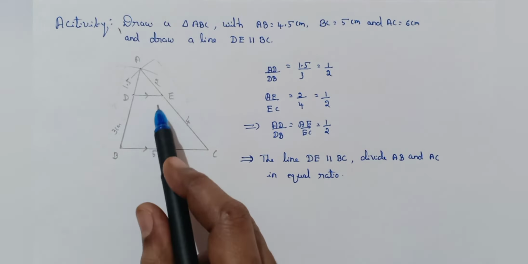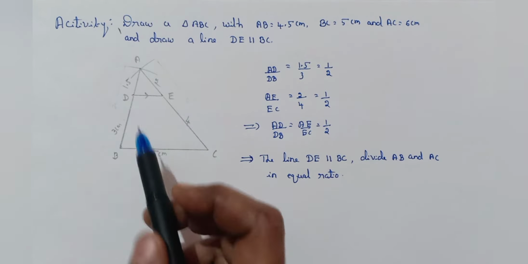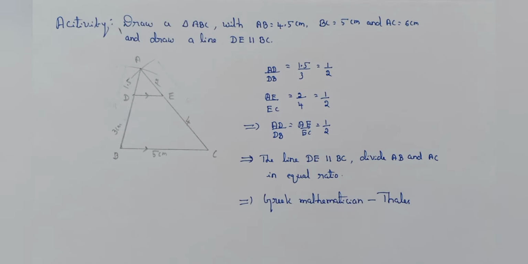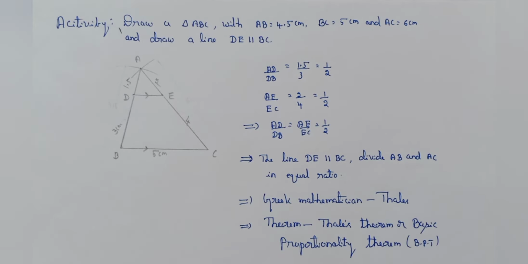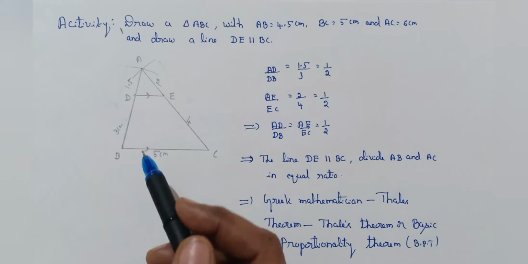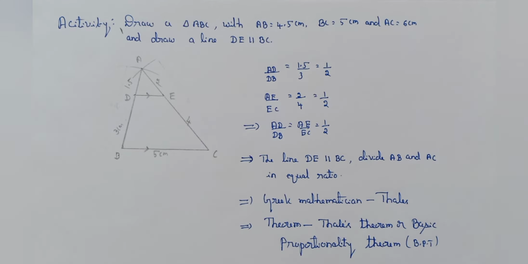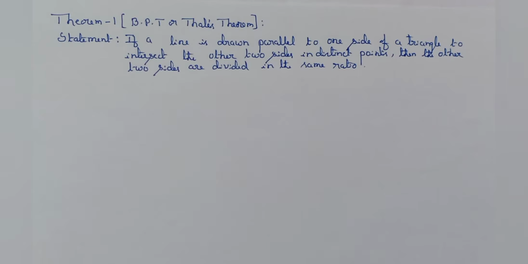It means the line DE drawn parallel to BC divides AB and AC in equal ratio. This statement was proved by a Greek mathematician Thales. So this theorem is called Thales theorem or basic proportionality theorem. In short form, we call it BPT. This activity says that the line drawn parallel to one of the sides of a triangle divides the other two sides in equal ratio. Now, let us prove the basic proportionality theorem or Thales theorem.